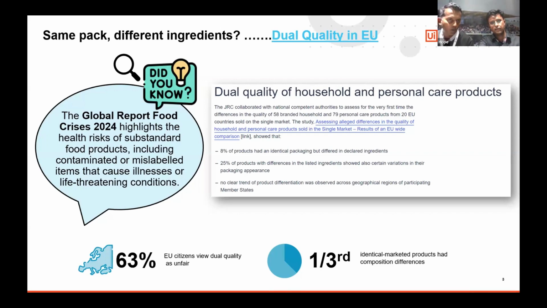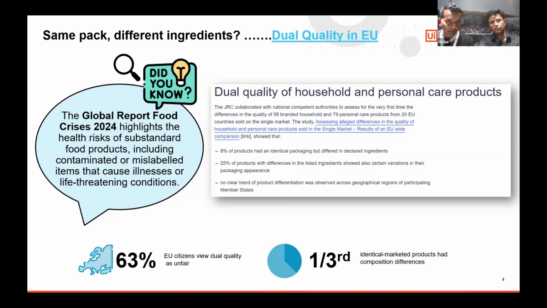wherein the Global Report on Food Crisis 2024 has highlighted that there are major health risks of substandard products, including contaminated or mislabeled items, that has been causing a lot of illness and life-threatening conditions. 63% of EU citizens are worried about this dual quality.